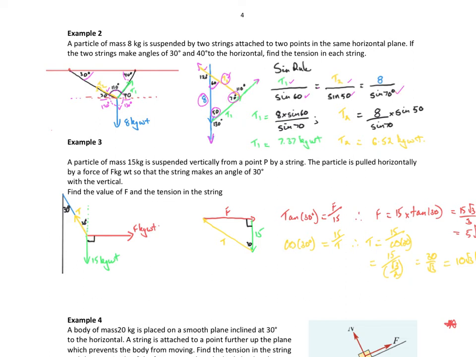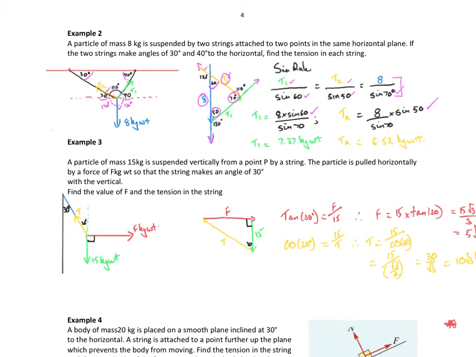So that's my sine rule. And from there, we've got 8 over sine 70. Then I can just manipulate, multiply sine 60 across to get 7.37 kilogram weight, multiply the sine 50 across to end up with 6.52 kilogram weight. So they're the tensions in the respective strings.